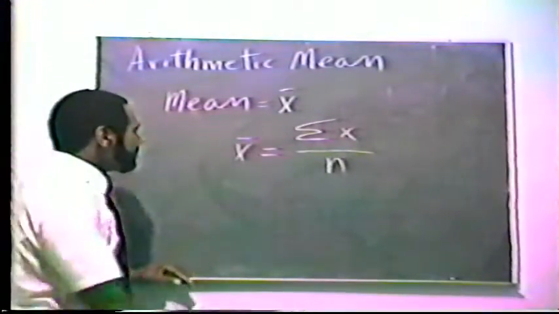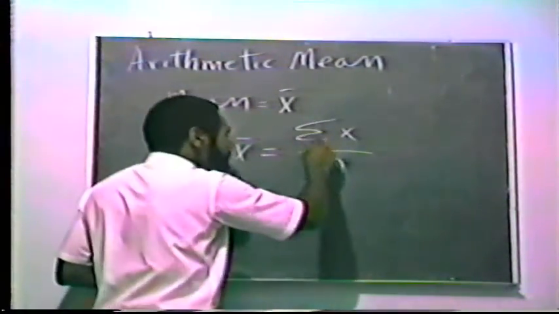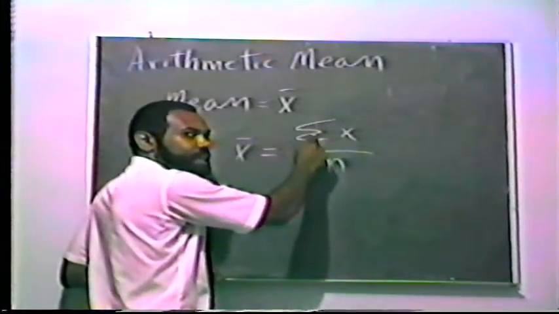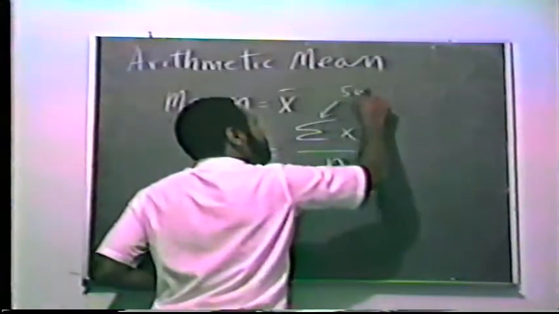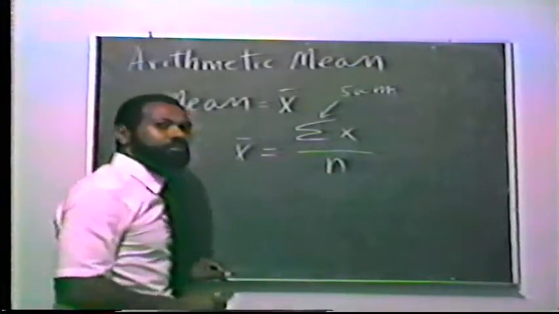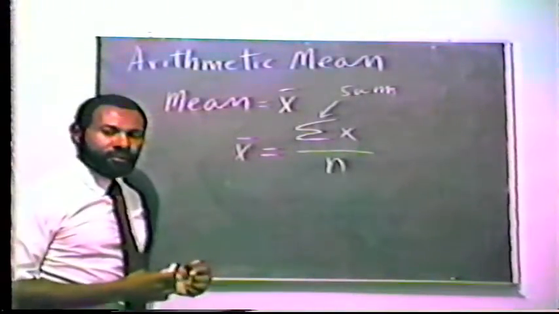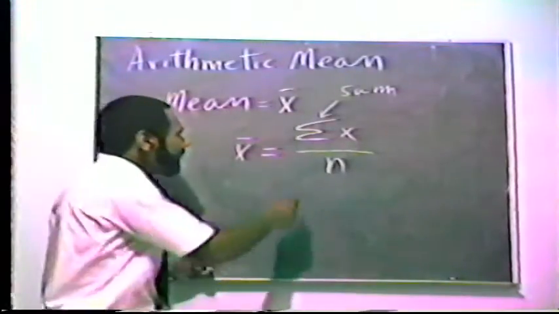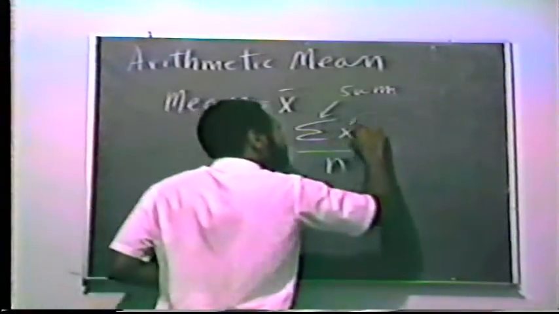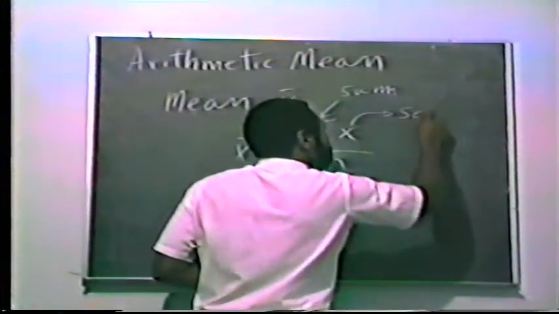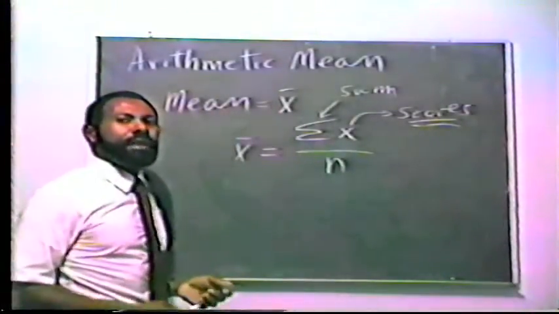For the arithmetic mean, x bar, or just the mean as we call it, x bar, it equals the summation. This is a capital sigma, Greek letter sigma. Here it stands for the summation, or the sum. It tells us that we have to add things together, the summation symbol. So here we have the summation of x. And x here represents the scores, or the numbers that you have in the data set.